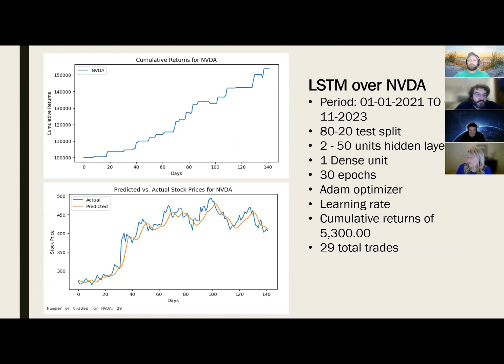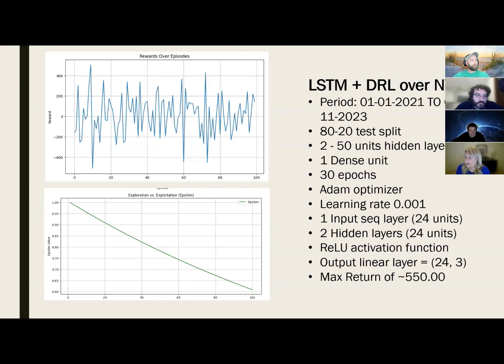So for comparison purposes, here's the same data set using a non-complicated LSTM model. Over the same time period, this model would have made $5,300 in profits, indicating that sometimes sophisticated is not always the best option. So what would happen if we combine the LSTM next closing price prediction with the DRL environment? Turns out, not much at all. Going back to the first example with 100 episodes over the same NVIDIA stock, the results produced a maximum return of just over $550.